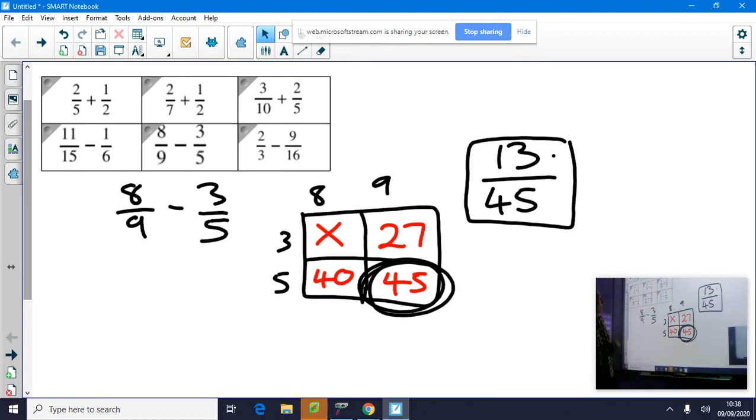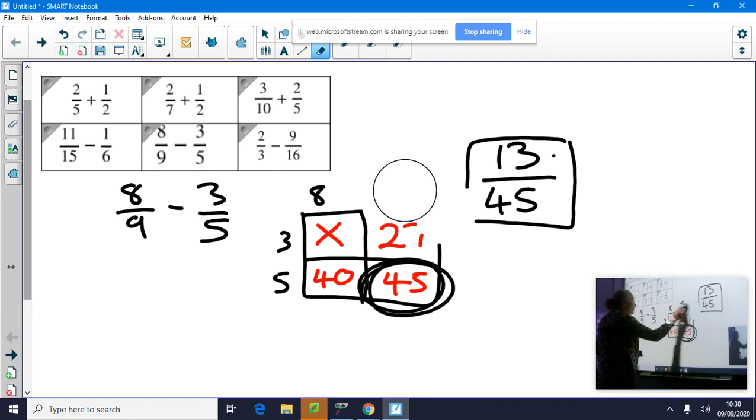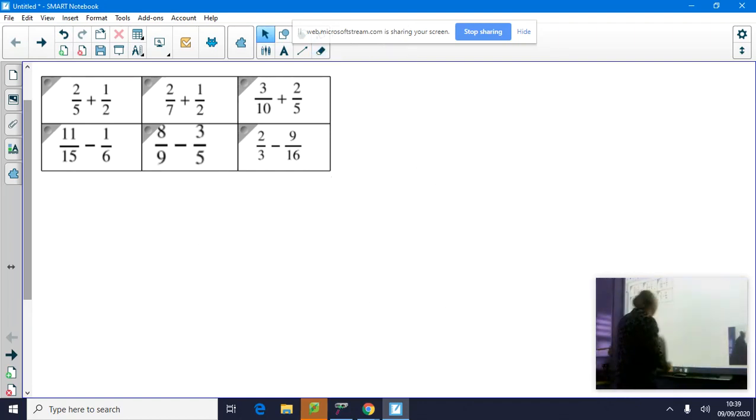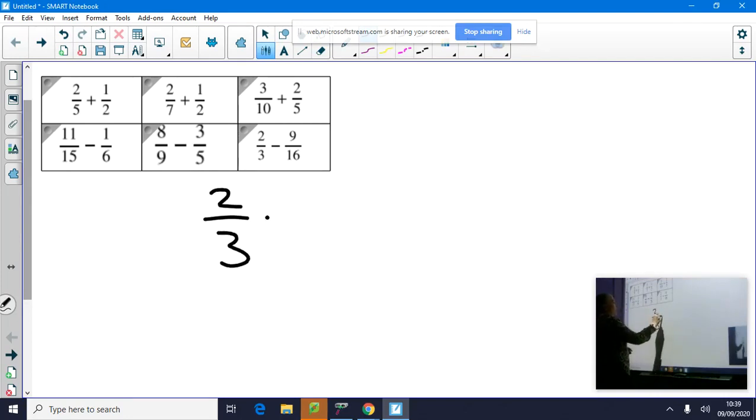Have a go at that one. Let's write that down for you because it's not exactly clear on there. 2/3 minus 9/16.